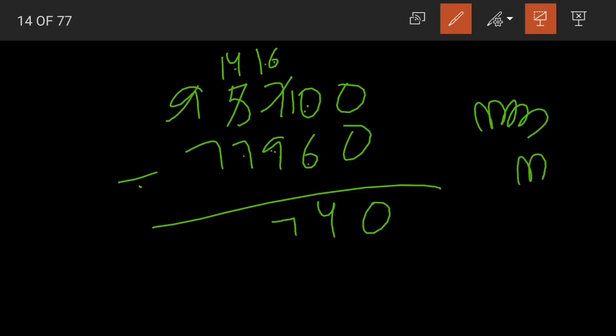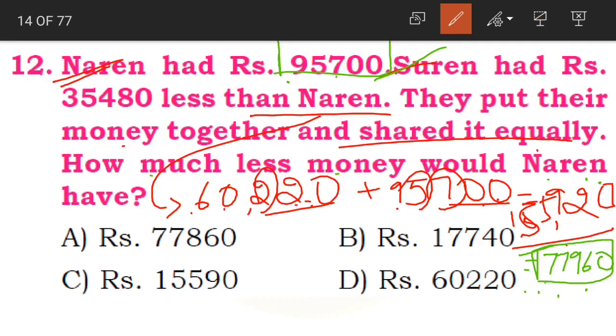Now 4 minus 7, again we need to borrow. 14 minus 7 is 7. 8 minus 7 is 1. What is the answer? 17,740. What is that? Option number B.